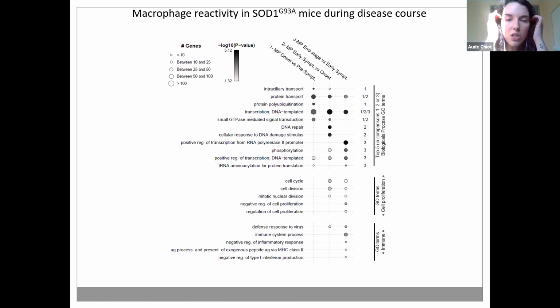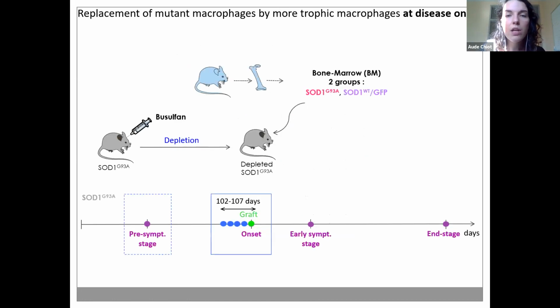immune gene response with the immune system process and various GO terms related to the immune system, showing that this immune response is actually going really late during the disease and during the symptomatic phase, which was something that was really already known with microglia and macrophages. So we were really surprised by this, such a difference between the two populations.